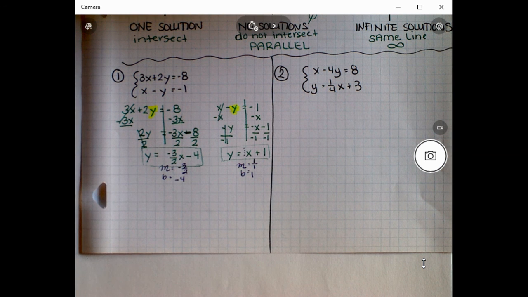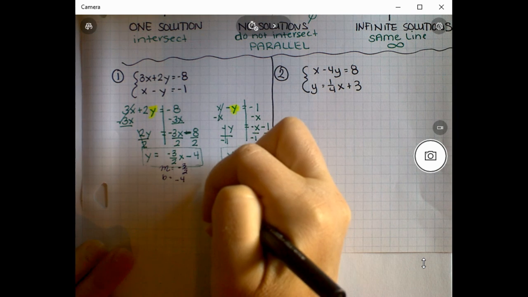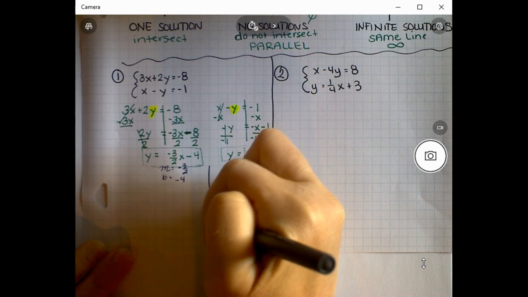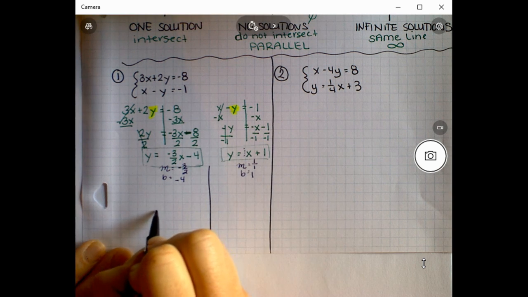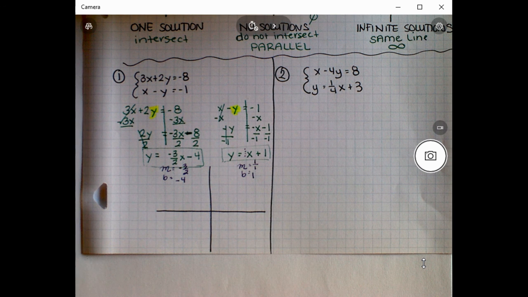All right, we are ready to graph. So I'm going to draw. We only need one coordinate plane because we're graphing both on the same one to see where they intersect. All right, so here we go.